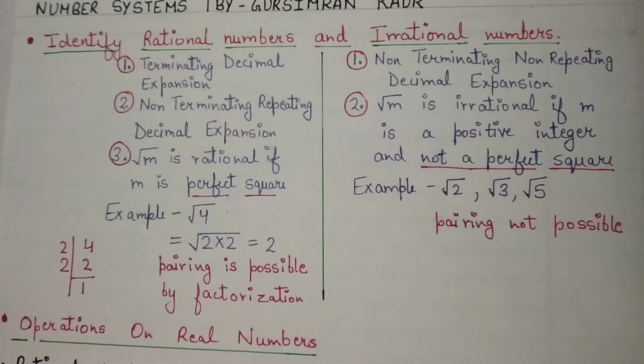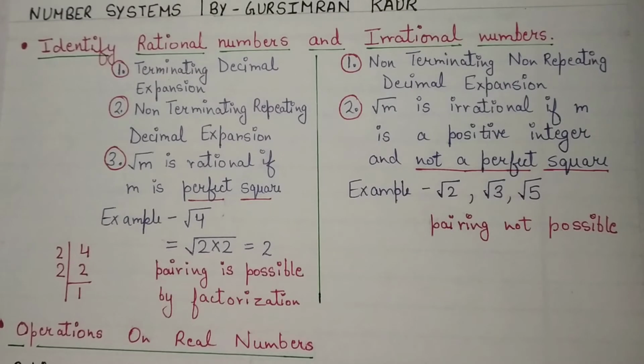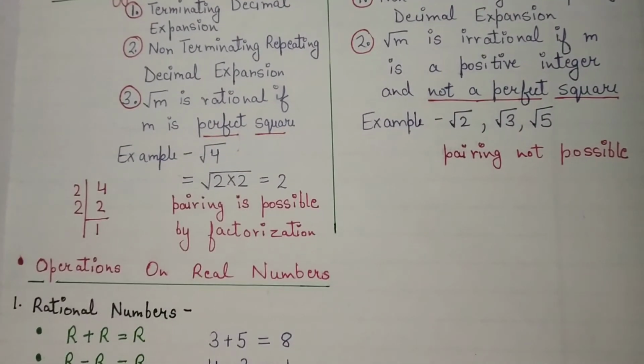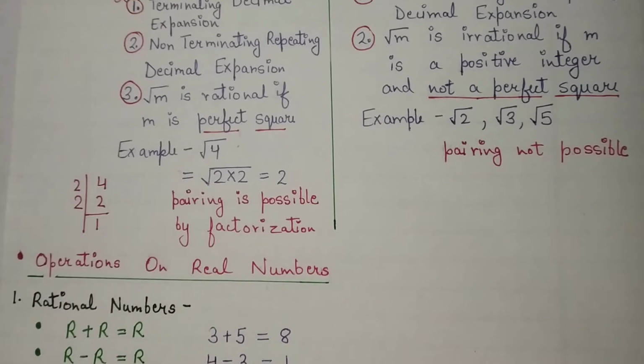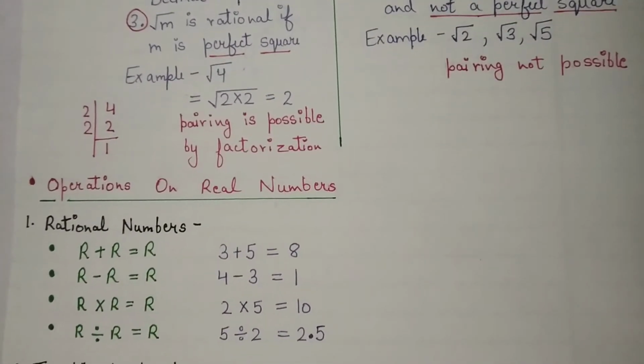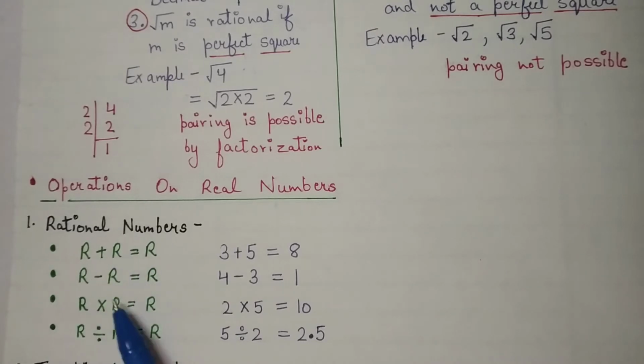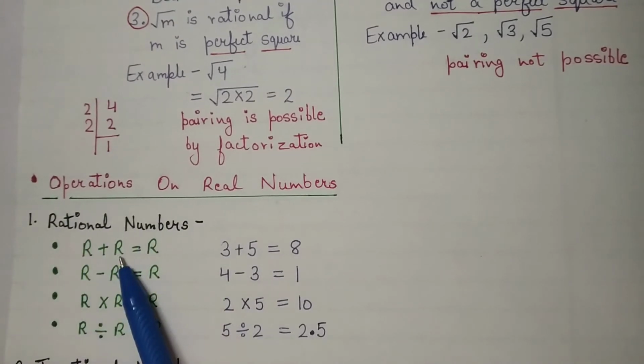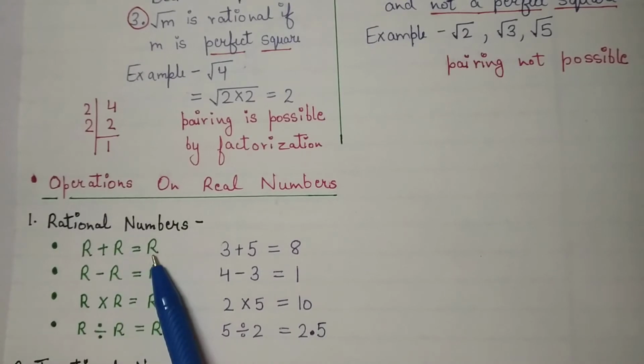Now in that exercise we have questions on operations on real numbers. What are real numbers? The collection of rational and irrational numbers are real numbers. So firstly we will discuss addition, subtraction, multiplication and division in all the cases. First case is rational numbers. If I add two rational numbers, it is always a rational number.